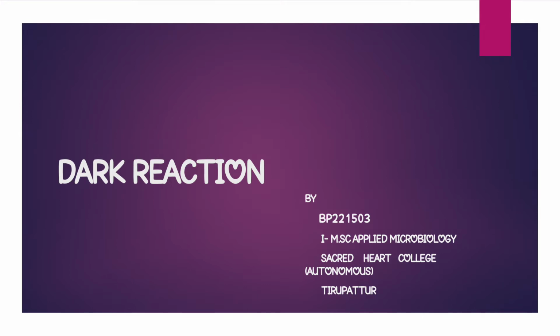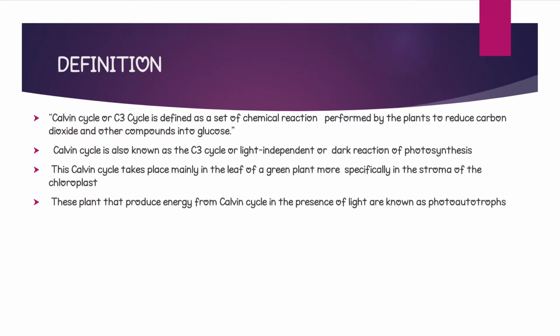Topic: dark reaction. Now, let's see the definition of dark reaction. Dark reaction is also called the Calvin cycle or C3 cycle. The C3 cycle is defined as a set of chemical reactions performed by the plant to reduce carbon dioxide and other compounds into glucose.